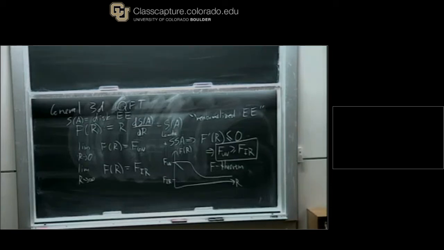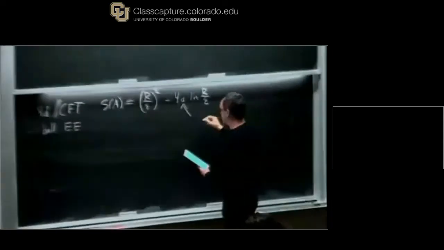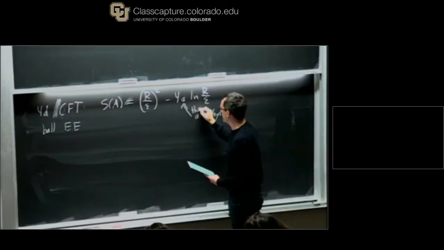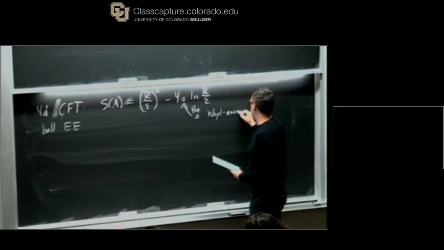Okay, in 4D, so for a 4D CFT, by very similar reasoning, you get the following expression. So now we have logs. So this is for a ball. Now we pick up logs, so that the area law divergence looks like this. And there's no linear term, and there's no universal constant term. And this is the A Weyl anomaly coefficient.